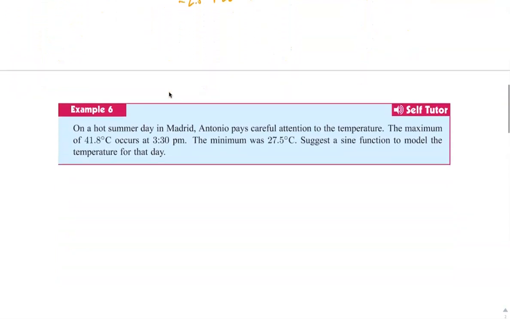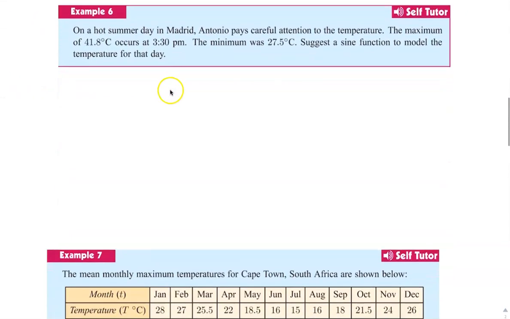Okay, next problem. On a hot summer day in Madrid, Antonio pays careful attention to the temperature. The maximum occurs at 41.8 degrees Celsius at 3:30 p.m. The minimum occurs at 27.5 degrees Celsius. So there's just sine functions that can model the temperature for that day. So we want a sine function for that.